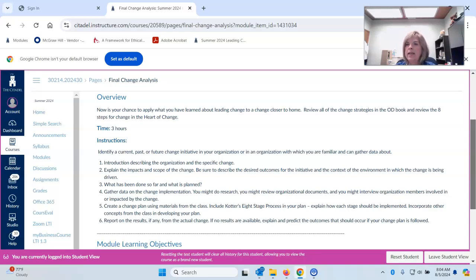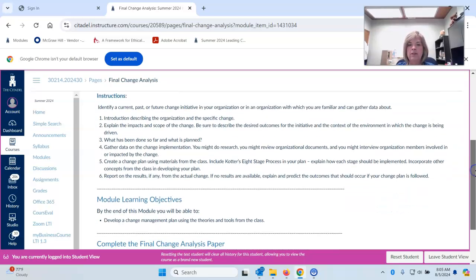And then gather some data on the change implementation. So you might look at emails or any correspondence that you've received. Has your organization published anything to their customers or their stockholders if you have them? So what kind of information has been shared? What has been communicated? So hopefully that sounds familiar to you as one of the steps from Kotter, right, is communicate the change. Then create a change plan.